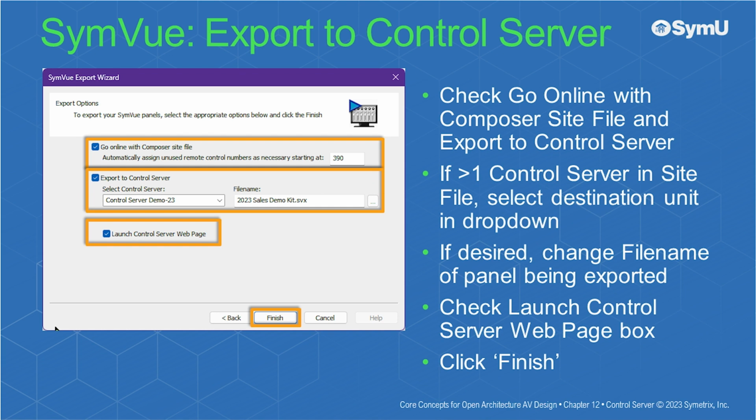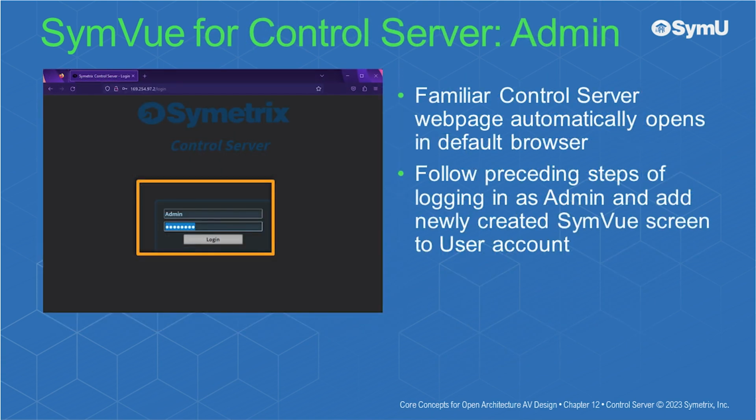If there is more than one Control Server in the site file, use the drop-down to select the destination unit. If desired, change the file name of the panel being exported. Finally, check the Launch Control Server web page box and click Finish. The familiar Control Server web page will automatically open in the default browser.